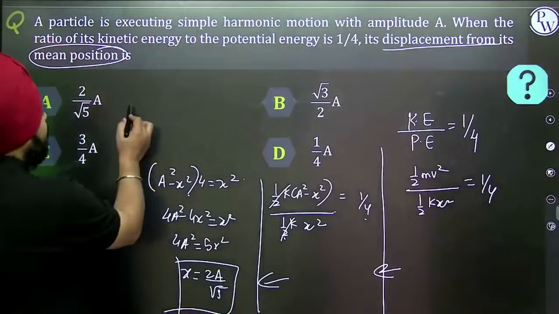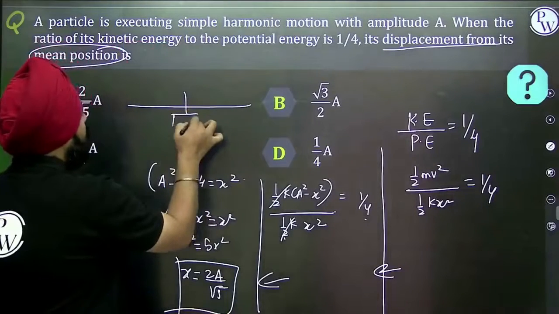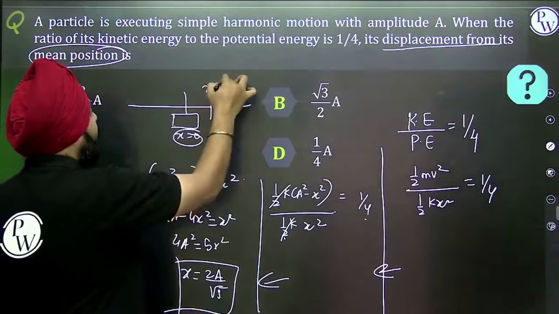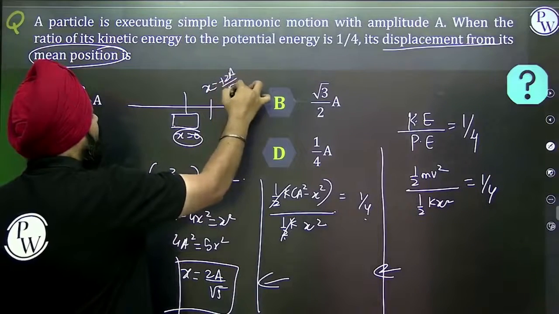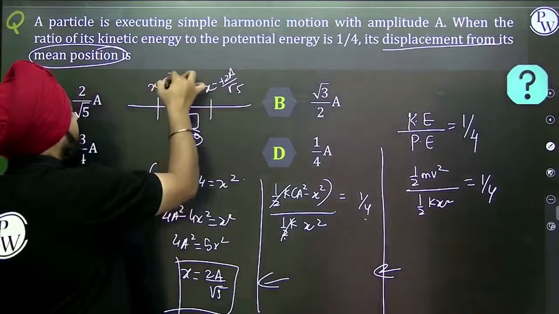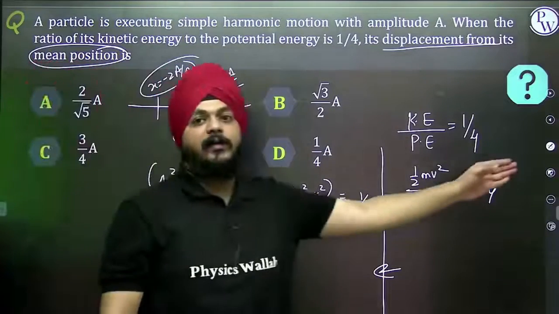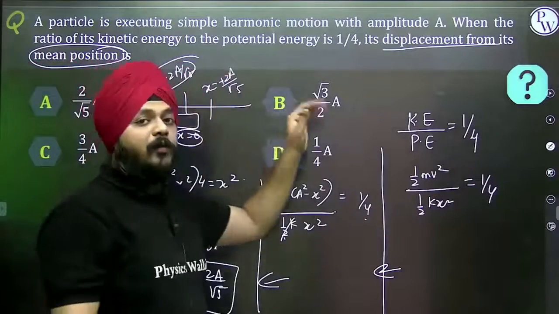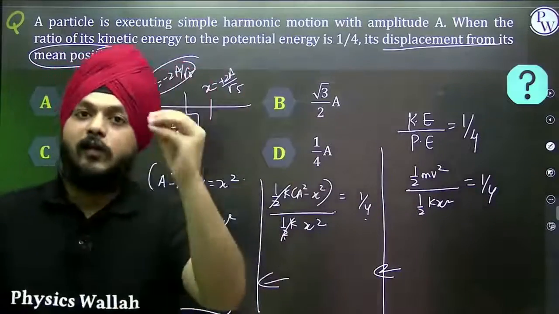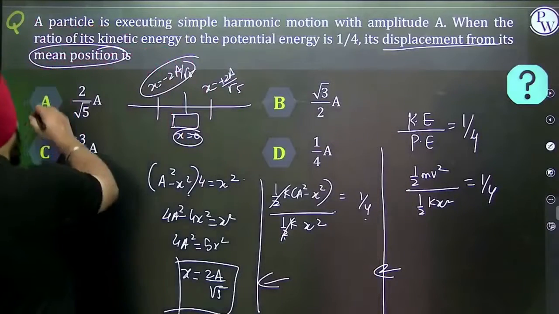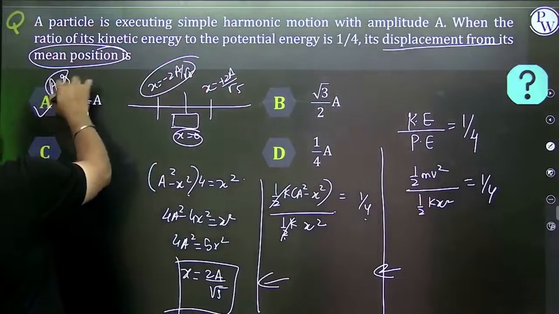Right. So what does it state? This is the mean position, x = 0. At x = +2a/√5 and x = −2a/√5, at both these positions, the ratio of the kinetic and potential energies is 1/4. So A is the perfect answer for this specific question.